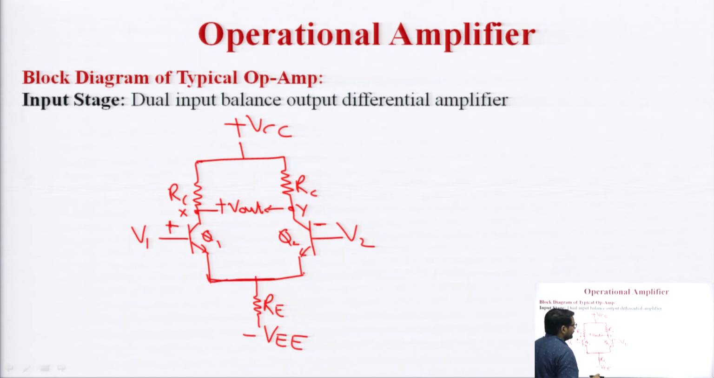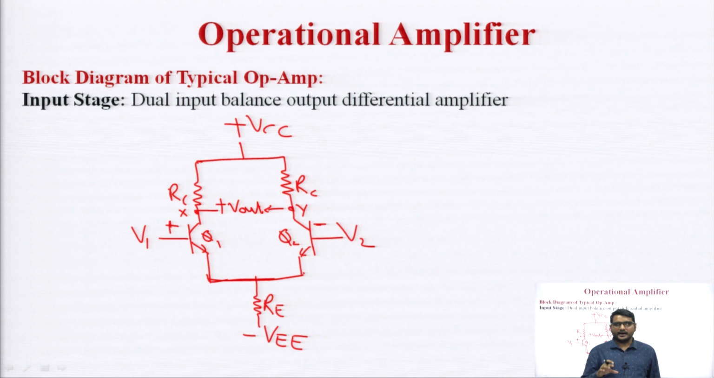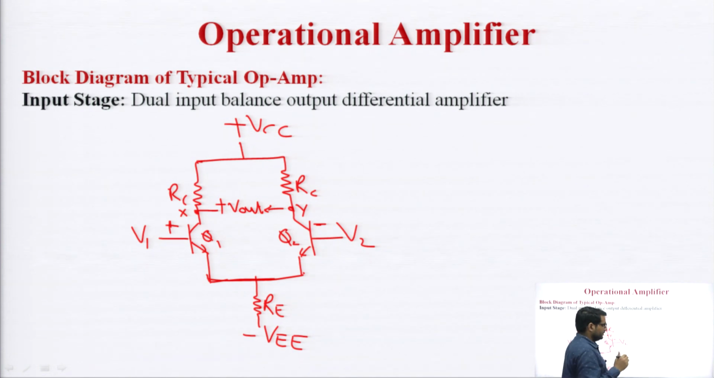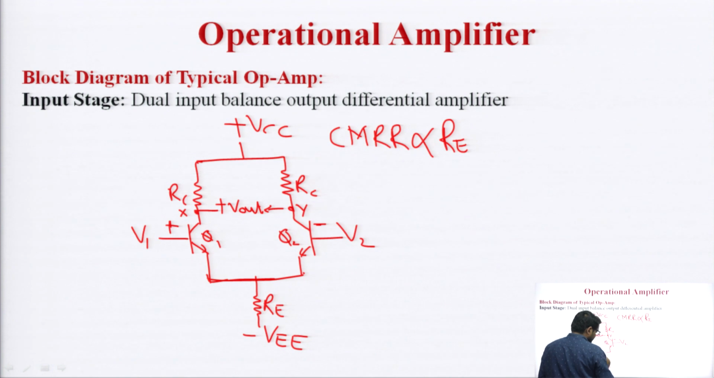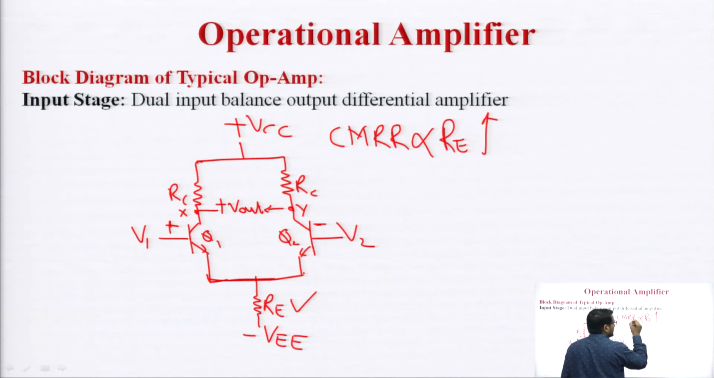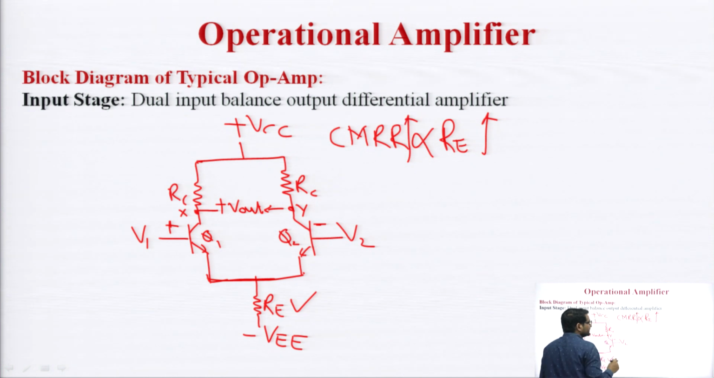So, the first point is that it is used for a high voltage gain and a high value of CMRR. If you do the derivation, the common mode rejection ratio, CMRR, is directly proportional to RE, the emitter resistance. If we increase RE, CMRR will increase. So, the common mode rejection ratio increases with the increasing of RE.